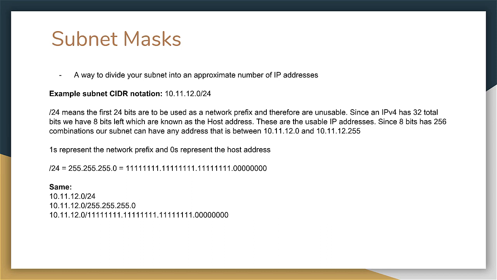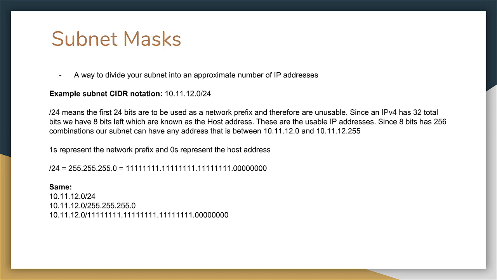And 1s represent the network prefix and 0s represent the host address. So just know, if we're doing /24, that means the first 3 octets are unusable, because again they are representing the network prefix. Only the last octet, which is 0, can have any value at all. So this is essentially what allows us to have a subnet. It's the combination of a network prefix and a host address.